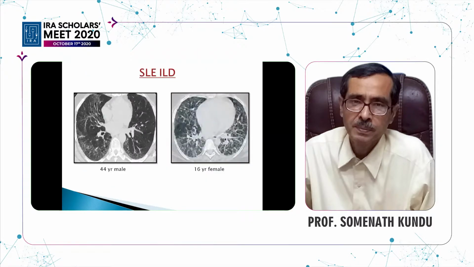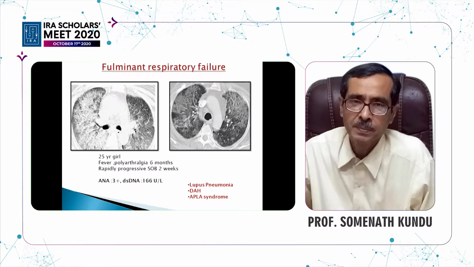In SLE ILD, ILD is much less common than pleural effusion. So ILD is much less common than pleuritis. You can get NSIP pattern, cellular, fibrotic, and SLE can present with fulminant respiratory failure with three important differential diagnoses of nearly the same pathology, that is diffuse alveolar damage, lupus pneumonia, diffuse alveolar hemorrhage, and APLA syndrome, especially catastrophic APLA, can give rise to ARDS.